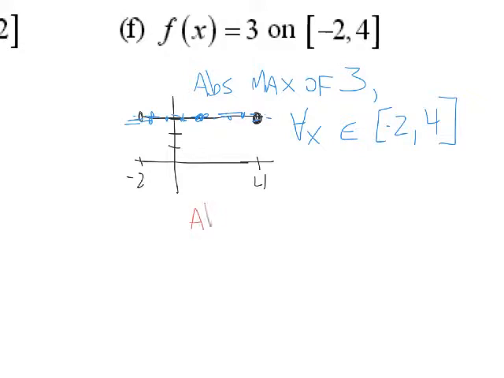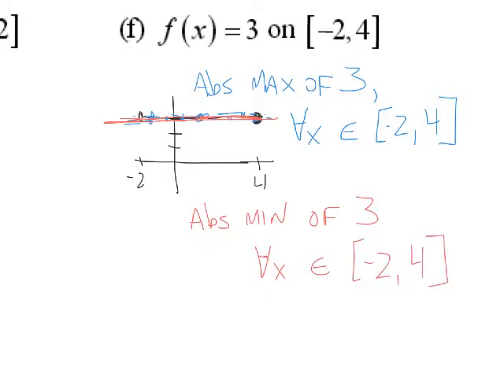Similarly, we also have an absolute min, and the absolute min also occurs at a value of 3. And the location, again, would be for all x values that are in the interval -2 to 4. So that's pretty fascinating. Our absolute maximum and our absolute minimum occur at the same value, and that value is 3.